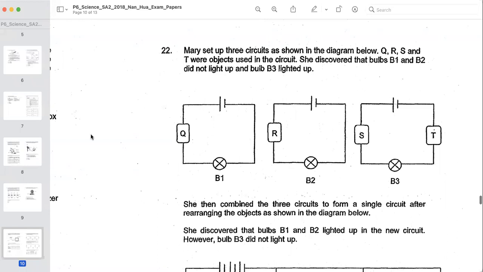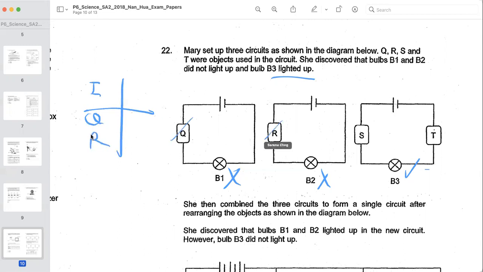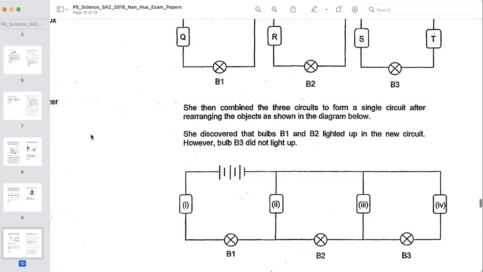So B1 and B2 did not light up, so you cross out B1. B2 did not light up. B3 lit up. So in short, your electrical insulators will be Q and R, and your electrical conductors will be S and T. Okay. So with this in mind, now we look at this. So this insulator, conductors of electricity, conductors of electricity.